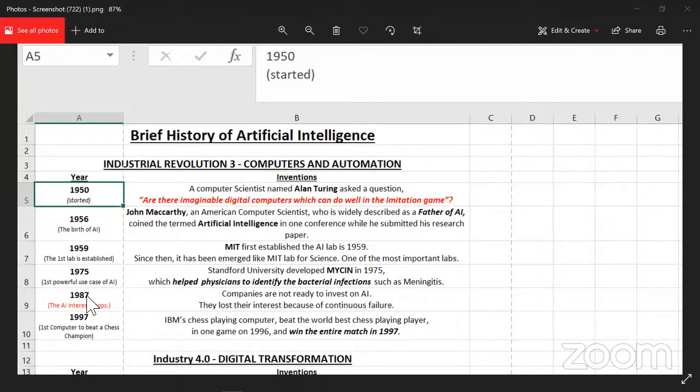Because of this, people continuously invested their money into AI. But there were no huge inventions happening. Companies were not ready to invest in AI, and they lost interest because of continuous failure. A lot of investors invested their money, and if I'm investing my money, in return I expect a huge profit. But until 1987, investors kept on investing their money and were not getting a good profit.